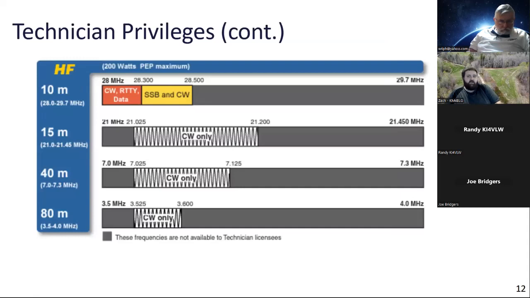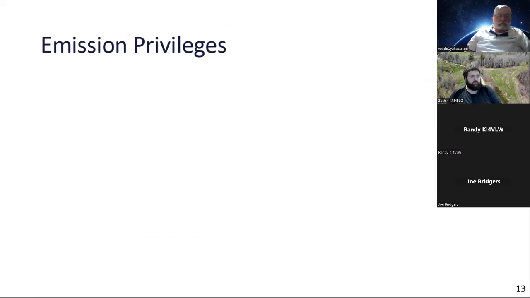And then here is the very limited HF privileges that technicians have access to. They have all the privileges that the old novice class, which used to be an old class of license, had, along with a little bit of 10 meters there. Basically, you have a very small bit of voice and digital up here on 10 meters. And then you've got just a little bit of CW on 80, 40, and 15. Most people, though, wait to get into HF until they're a general class, because you get a lot more than this on a general class license.